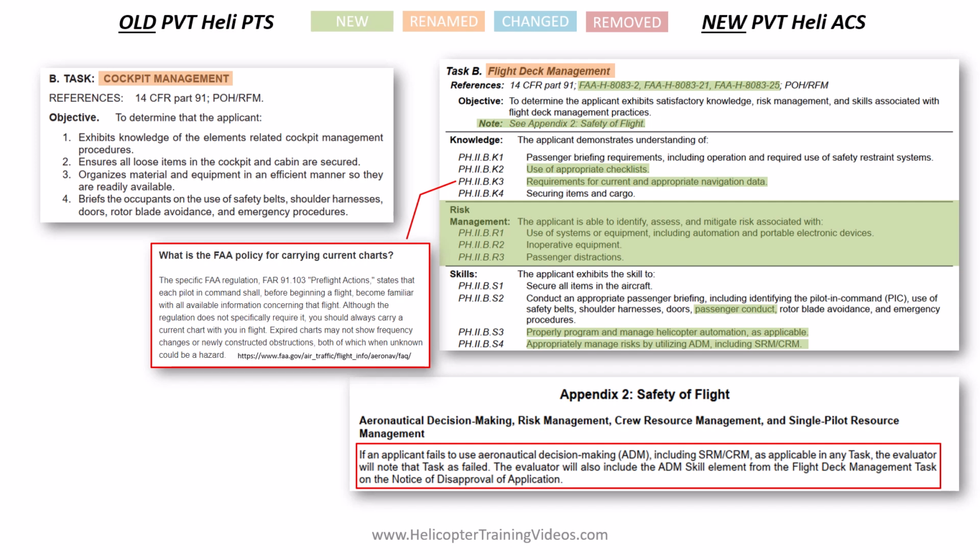And then we also have properly program and manage helicopter automation as applicable. I think that again is setting up your avionics correctly. Maybe you've got a PFD and MFD, making sure that's set correctly. And appropriately manage risks by utilizing ADM, aeronautical decision making, including SRM and CRM, single pilot resource management and crew resource management. And that could be things like using the evaluator as a resource as if they were a passenger. So maybe you might brief them on doing certain things or being your eyes for you and asking you to clear to the left if you can't see, if they're blocking your view, making sure that they understand that they should speak up if they see a collision hazard in flight, etc.